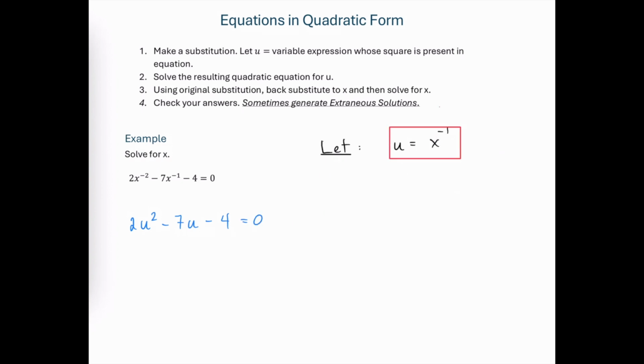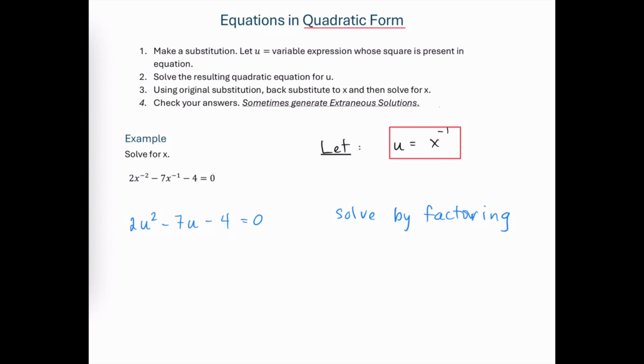So an equation in quadratic form is one that when we make a substitution for a variable quantity whose square is also in the problem, we come up with an equation that is truly quadratic, and therefore we can use our quadratic methods to solve it. So we've made the substitution, and now we're going to solve this resulting quadratic for the variable that is present, which in this case is now u.